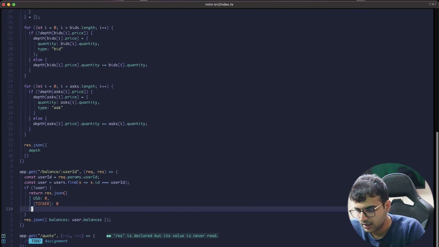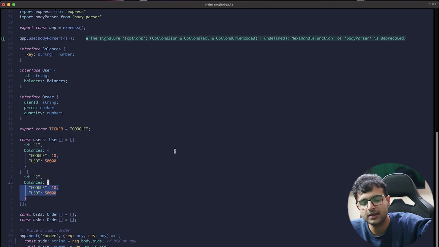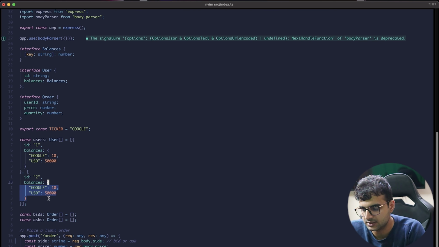So what would you see initially? As you can see, initially the balance of the first user is 10 and 50,000, and the second user is the same. So initially when I hit this endpoint, I will see 10, 50,000. Eventually, as we place orders, these numbers will go up and down.